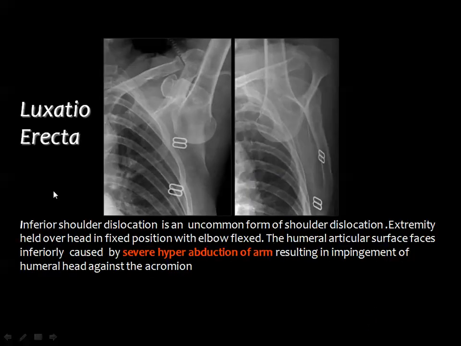And this is a good example of inferior dislocation of the shoulder. The head of the humerus is displaced inferiorly relative to the glenoid, and the arm is abducted, severely abducted, and frequently the elbow is flexed.